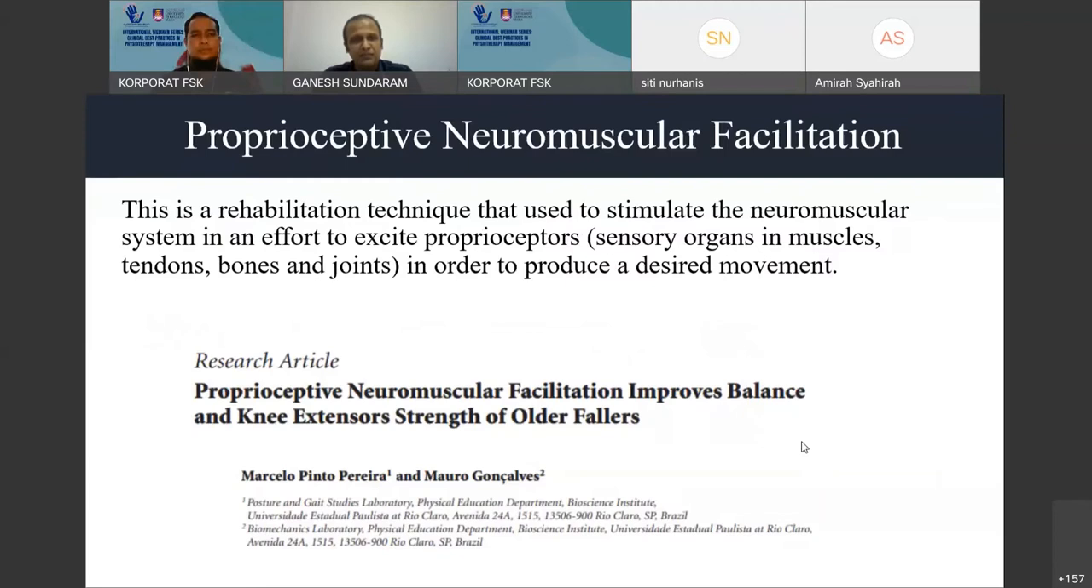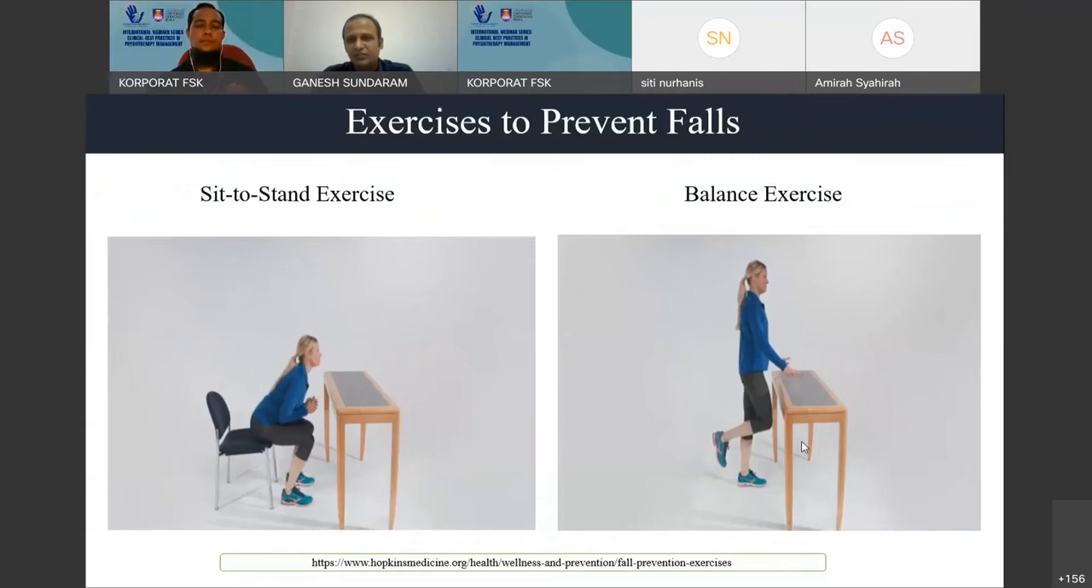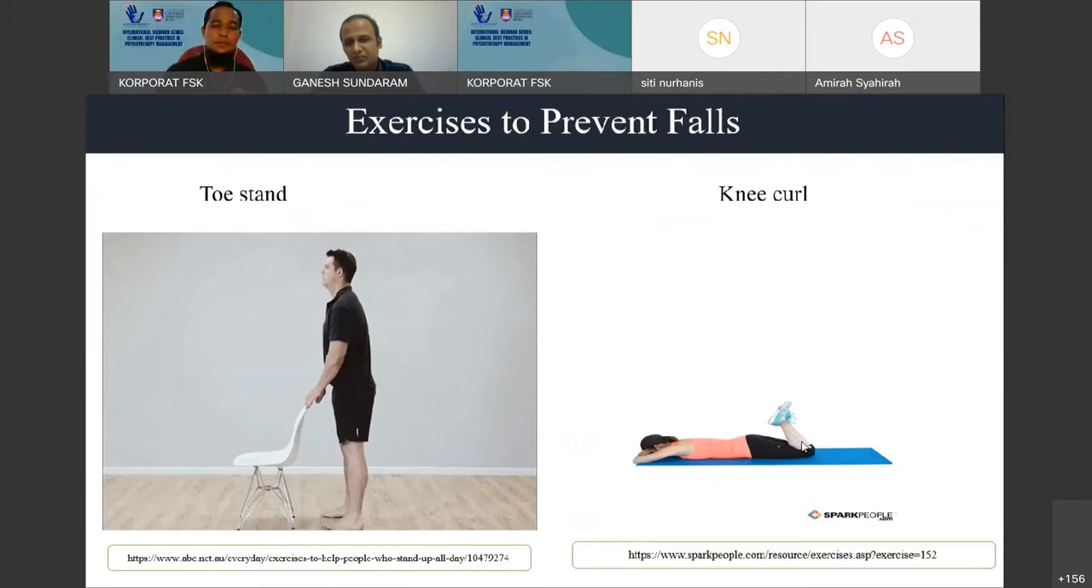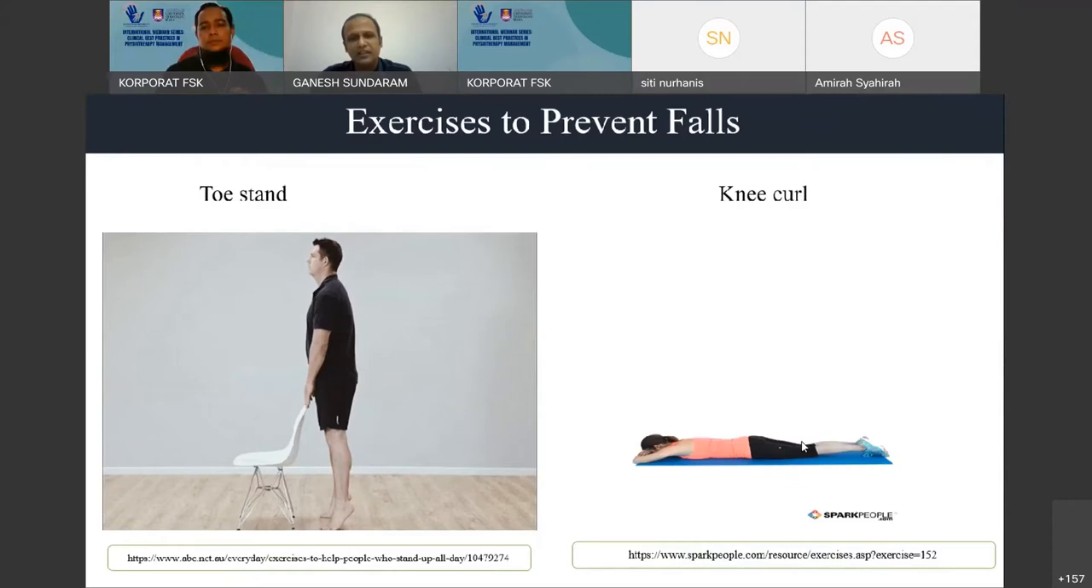PNF is something good from our part. This is a rehabilitation technique used to stimulate the neuromuscular system in an effort to excite the proprioceptors in order to produce a desired movement. So PNF is something good. We can teach a sit to stand exercise to prevent falls. We can teach balance exercises by taking a support. We can teach toe stand exercises with a support. We can teach knee curl exercise if they are comfortable in prone lying. Otherwise, we just modify the knee curl into a different form.